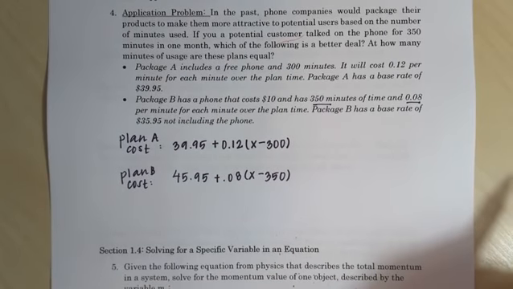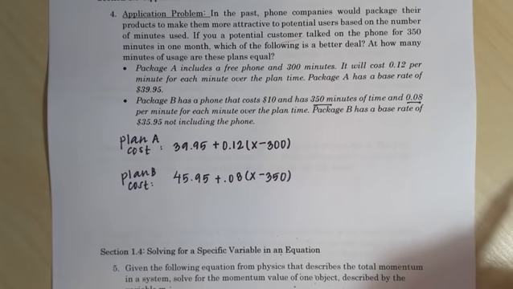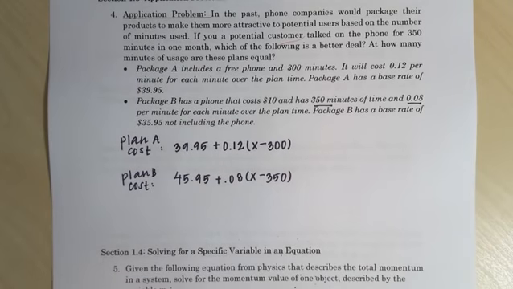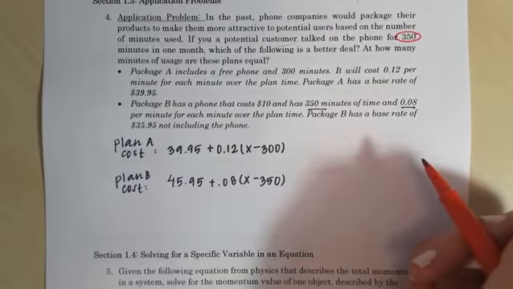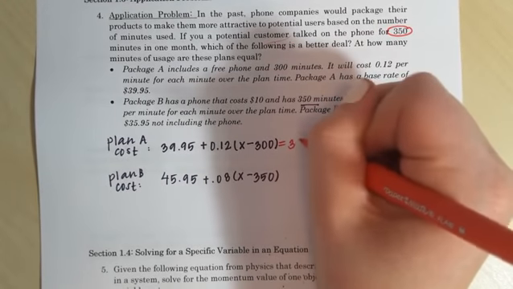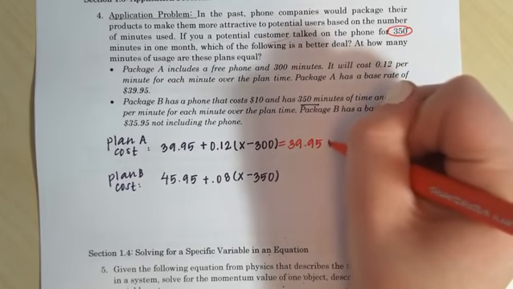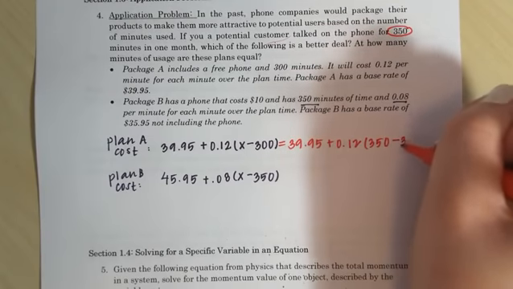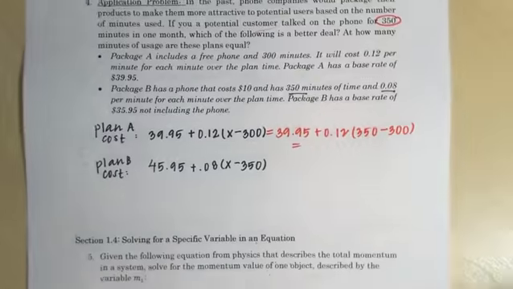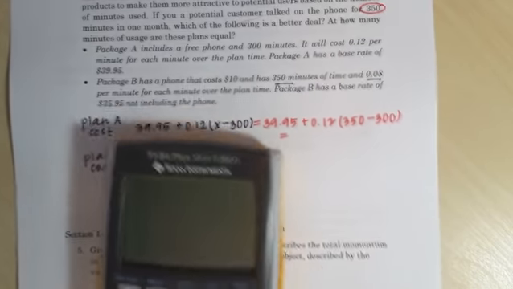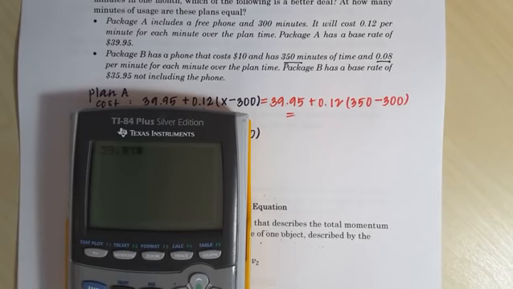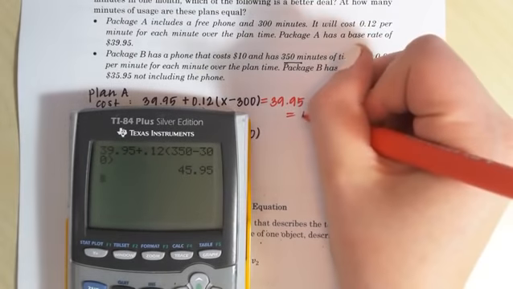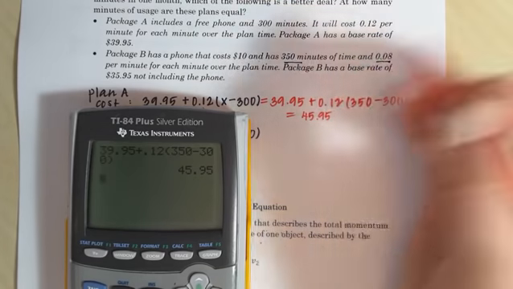So in the first month, if we're trying to figure out which one is going to be cheaper, all we have to do is plug in the 350 minutes we're planning to talk on the phone. So right in here, I'm going to plug in, so I've got $39.95 plus 12 times 350 minus 300. Now that whole expression is one that I can easily plug into my calculator. So I can say $39.95 plus 12 times 350 minus 300. And the result that I get is $45.95. So that's how much I'm paying here.